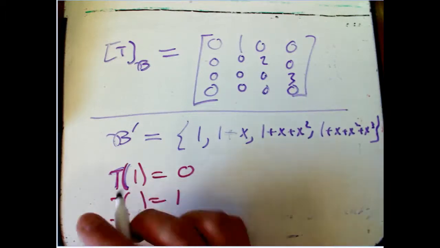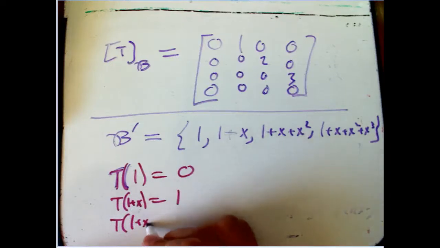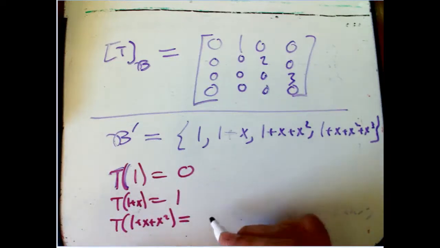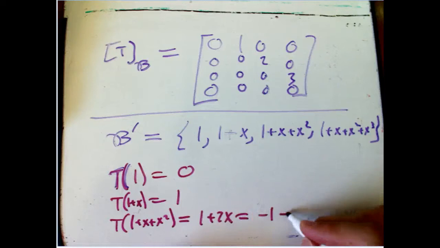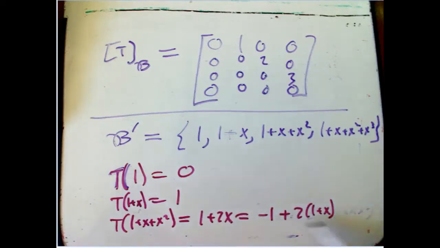Oh, sorry, T of 1 plus x, but it's still 1. T of 1 plus x squared is equal to 1 plus 2x. Okay, we got to write that. That's minus 1 plus 2 times 1 plus x. Okay, so I'm just doing this by hand because it's not super hard. In principle, though, a lot of these calculations might require row reduction, solving systems, matrices, that kind of stuff. So that's 2x plus 2 and then minus 1. That's good.